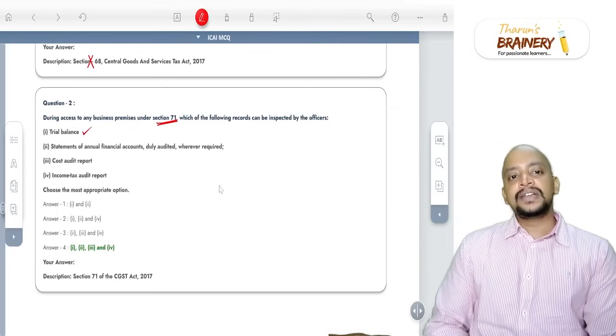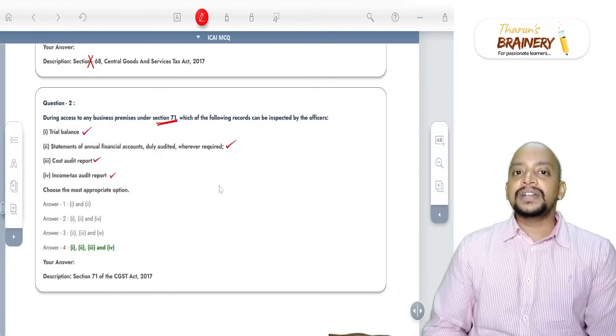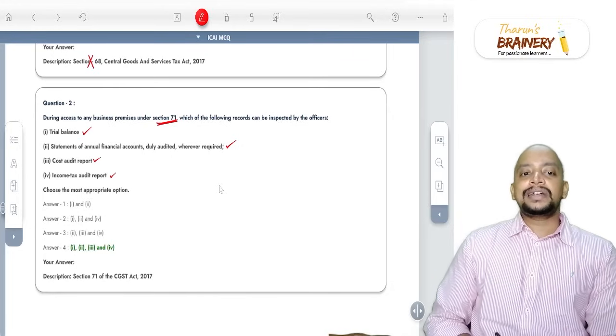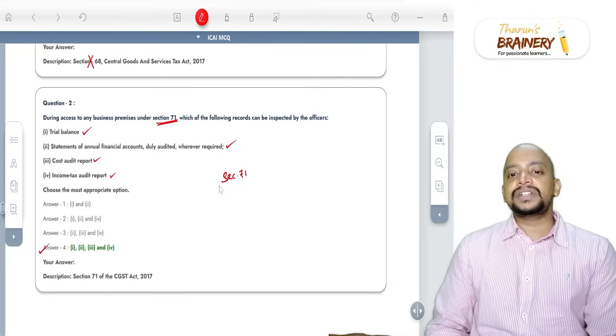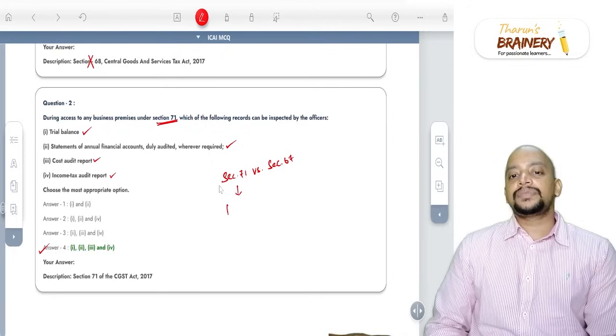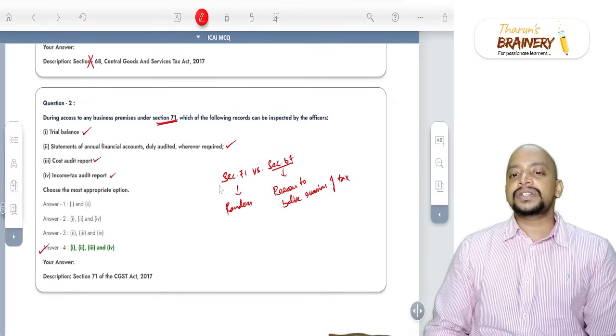Trial balance, yes. Statement of financial records, yes. Cost audit, income tax audit report, even records which are maintained under section 35, that can also be verified. In all these cases, okay. And the difference between section 71 versus section 67 is that this is random. There is no intention. But that is, there are reasons to believe evasion of tax. Then only it will be section 67.